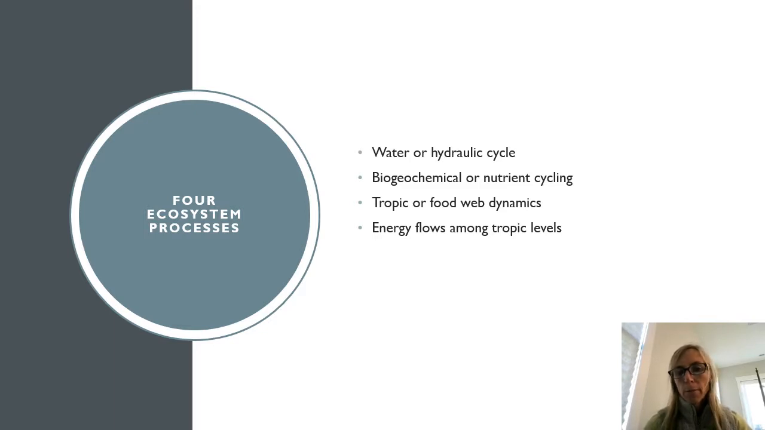So there are 4 ecosystem processes that are inherent in this study. All of these processes interact. The feedback relationship that we see between these processes is often the subject of study in ecosystem ecology. Water or hydraulic cycles, biogeochemical or nutrient cycling, trophic and food web dynamics, and then energy flows among those trophic levels. Obviously, the human modification of landscapes and various human land uses impact each of these processes.